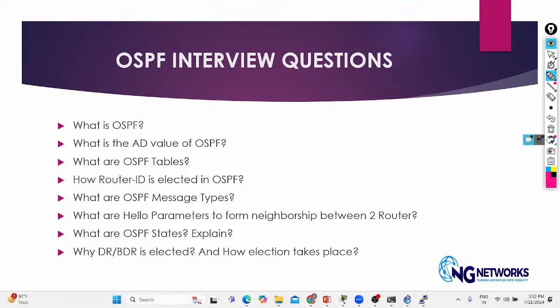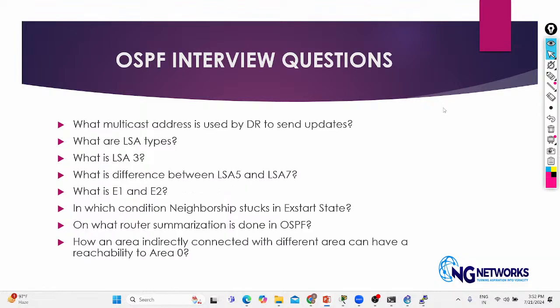Same. The router with the highest router ID is going to become the DR and the router with the second highest router ID is going to become the BDR. By default, it will check the OSPF priority, but by default the priority is one on all the routers. So that's why it is based on the router ID. Which multicast is used by DR? It's 224.0.0.5.